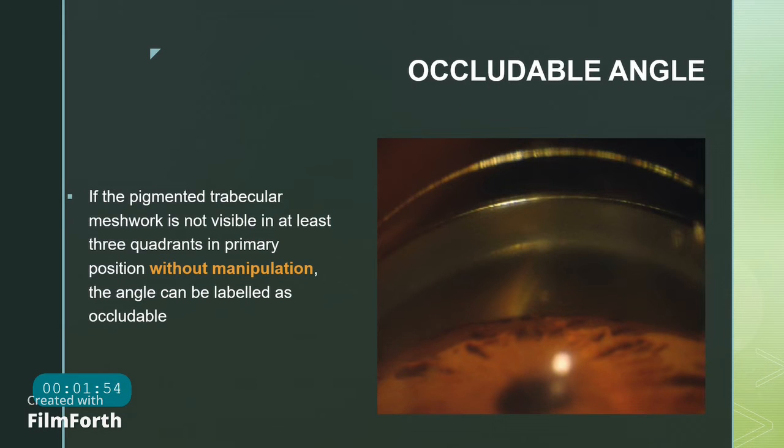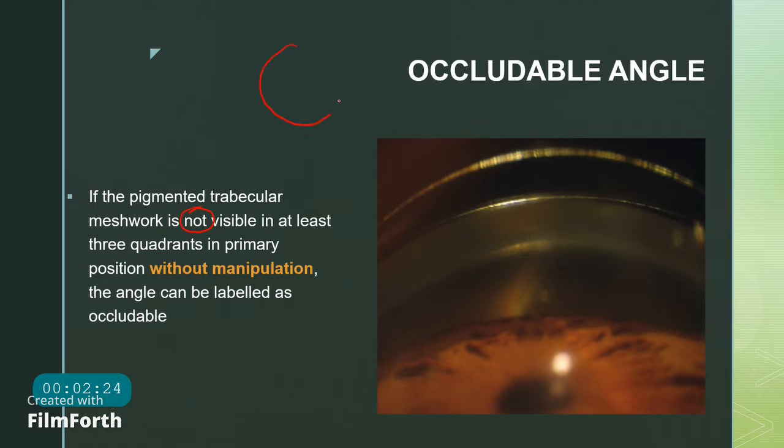Now, what is meant by the term occludable angle? There's a lot of controversy and a lot of confusion about angle closure, so I will clarify one by one. Occludable angle means that if the pigmented trabecular meshwork, that means the posterior trabecular meshwork, is not visible in at least 3 quadrants in primary position without any manipulation, the angle is labeled as occludable.